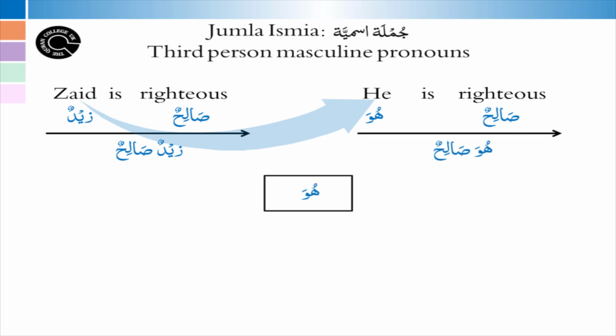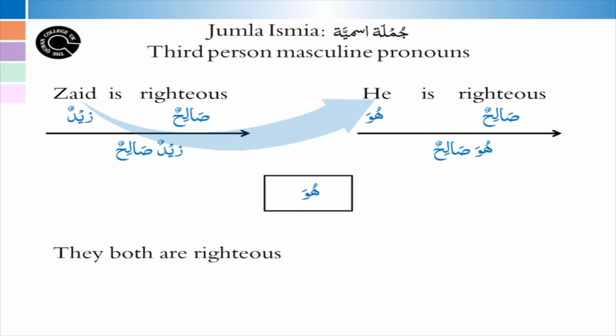So huwa and Zaid represent the same person. Therefore, within huwa, a person is hidden. Here in this example, Zaid is hidden within the huwa. Leave it as it is, but at some stage we will take it out. So every pronoun has a hidden person which we will take out at a certain stage.